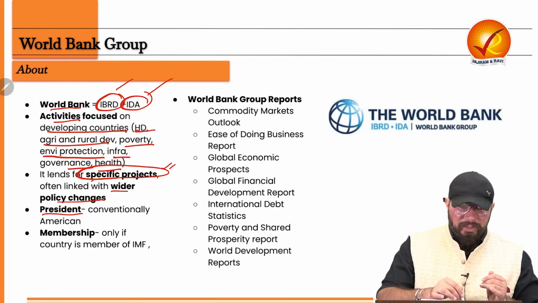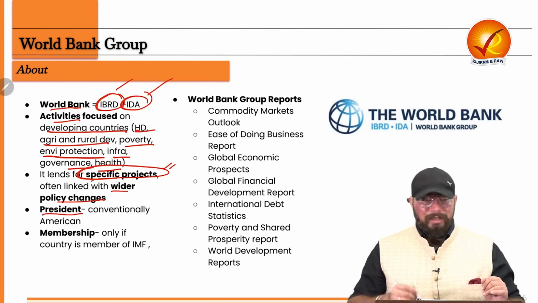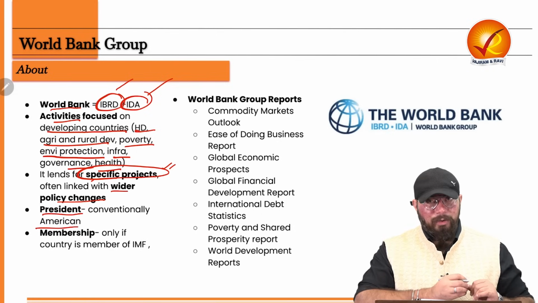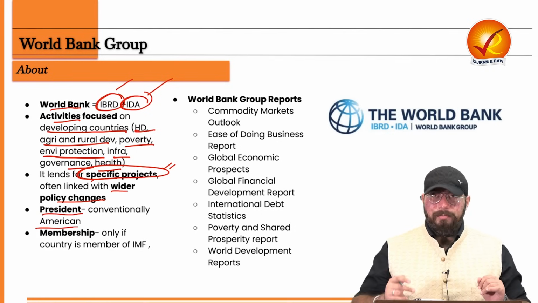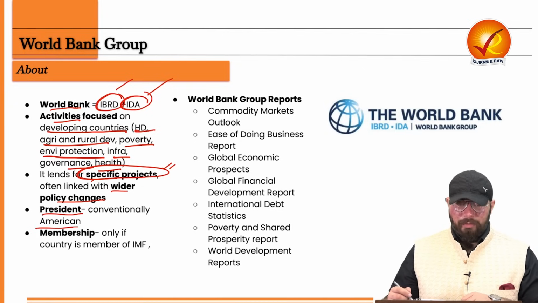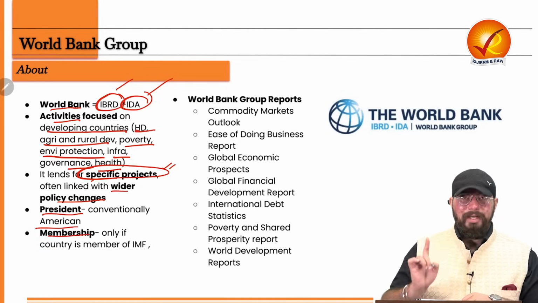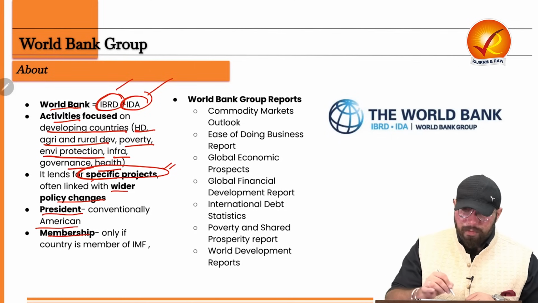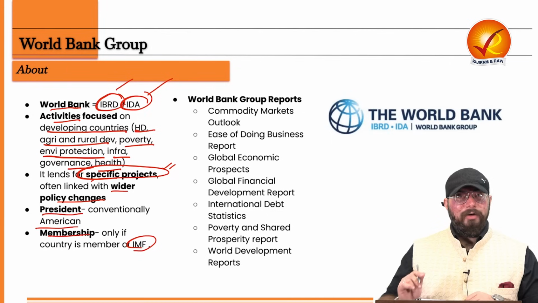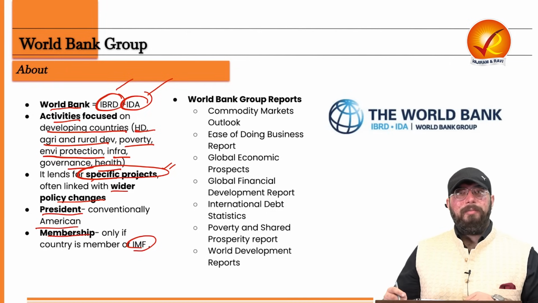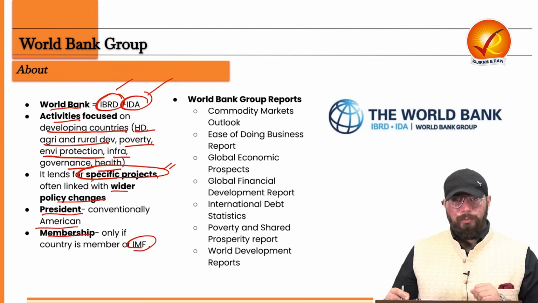Now, who usually becomes the president of the World Bank? Conventionally, it is an American citizen. Currently, it is Ajay Banga, who is a person of Indian origin but an American citizen. So, normally, the US only nominates the president of your World Bank. Now, it is very important. Membership. So, you can only become a member of the World Bank if you are a member of the IMF. If a country is a member of the International Monetary Fund, then only that country will become a member of your World Bank. That is very, very important for us to know.